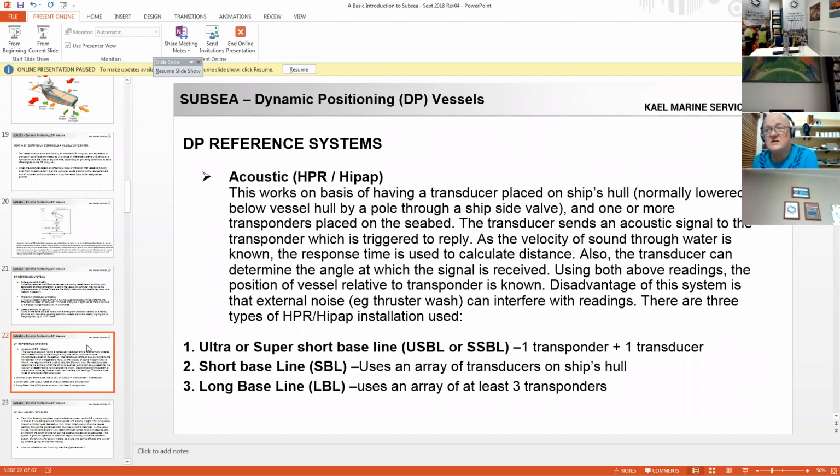The disadvantage of this system is that external noise, noise from your propellers, can interfere with the readings because it is using a sound signal. So there are three types of HPR and HiPAP installations used. The ultra or super short baseline, USBL or SSBL, which has one transponder and one transducer. Then you have the short baseline array, which uses an array of transducers on the ship's hull. And a long baseline, which uses an array of at least 3 transponders. So the SBL uses additional transducers, the LBL uses additional transponders.